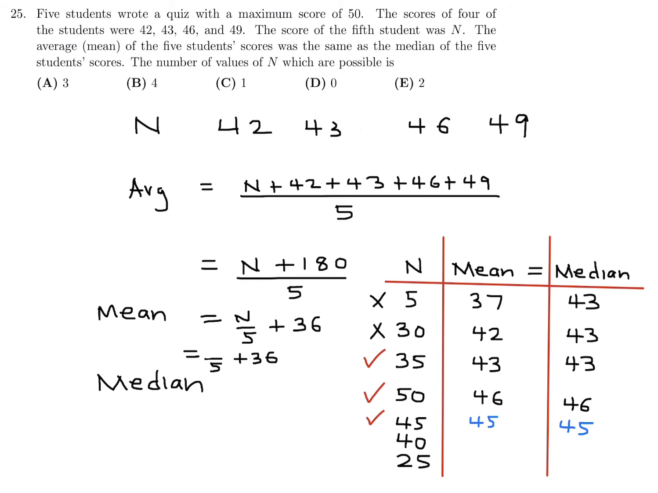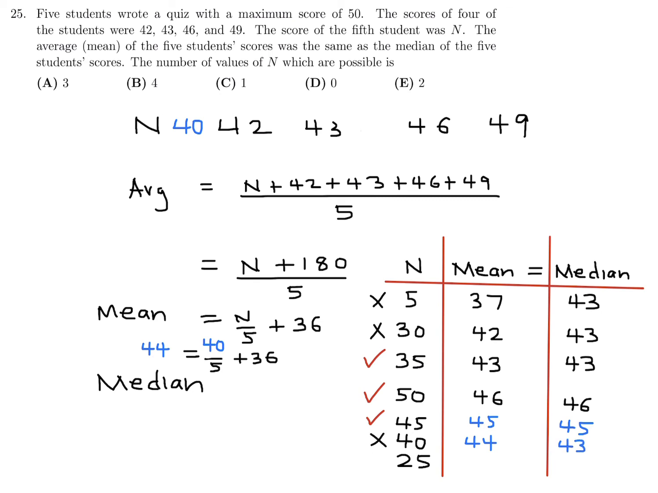So now let's try 40 for n. If n is 40, 40 divided by 5 is 8. 8 plus 36 is 44. So that means my mean is 44. If n is 40, what's my median? It'll be 43. Okay, that doesn't work. All right, I think that should be it.